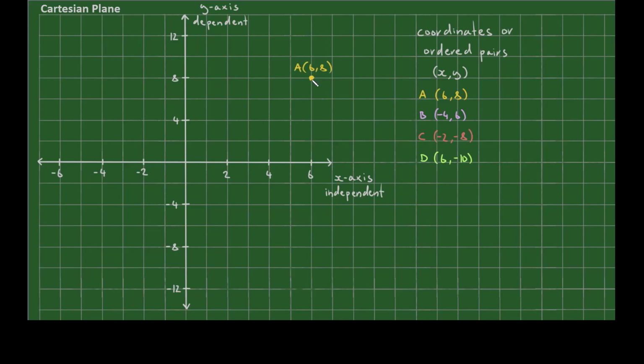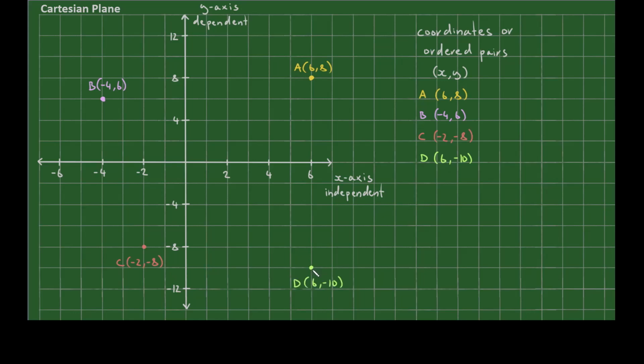Point B has a coordinate of -4, 6, meaning we are -4 on the x-axis and 6 on the y-axis. Point C would be -2 on the x-axis and -8 on the y-axis. And finally, point D with the coordinate of 6, -10 is 6 on the x-axis and -10 on the y-axis.